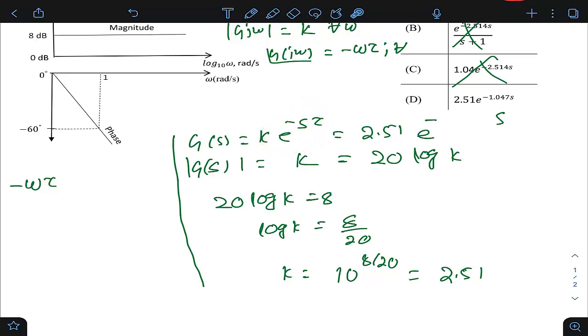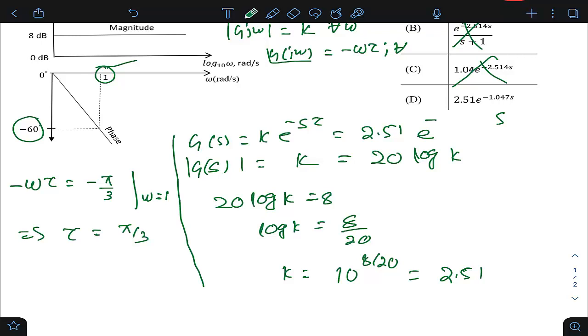So this minus omega tau, basically how much is it? This is basically minus 60 degree, or minus pi by 3 in radian units, at omega equals 1. Yes or no? This is minus 60 degree at 1, and minus 60 degree is equivalent to minus pi by 3. So here omega tau equals pi by 3 at omega equals 1. So this implies your tau is equal to pi by 3.